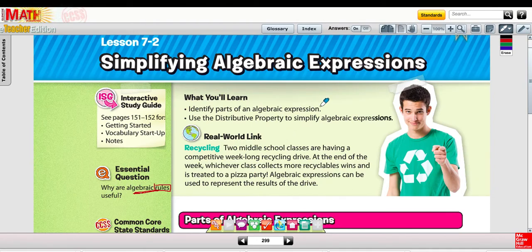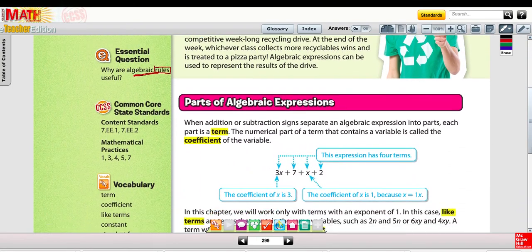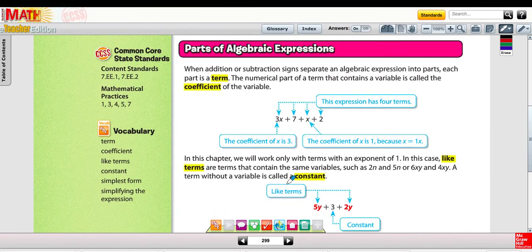So in this lesson, you're going to identify parts of an algebraic expression, and then you're going to use that distributive property we talked about in 7.1 to simplify algebraic expressions. We have a couple, actually more than a couple of vocabulary words: term, coefficient, like terms, constant, simplest form, and simplifying the expression. All of those can be found here on page 299.